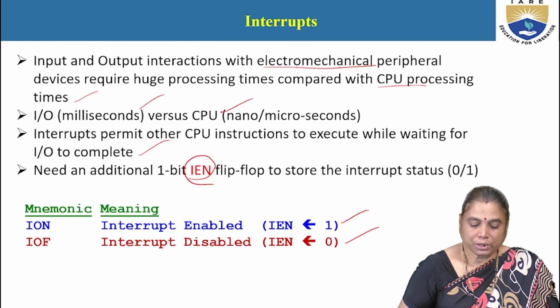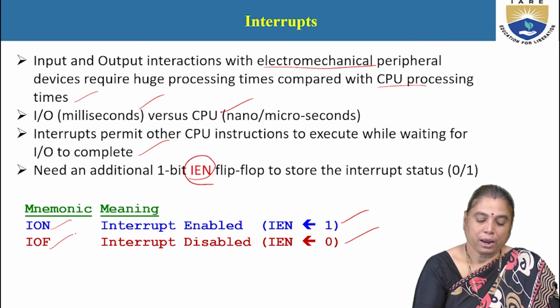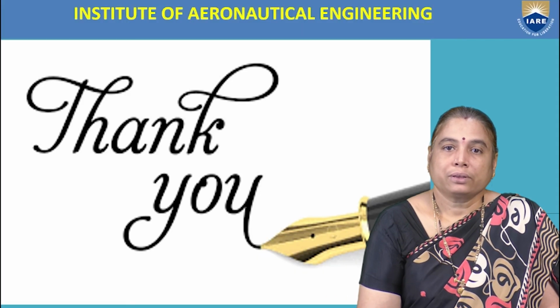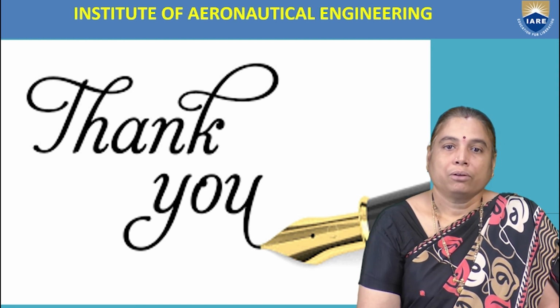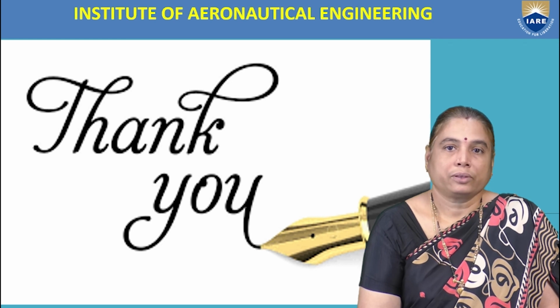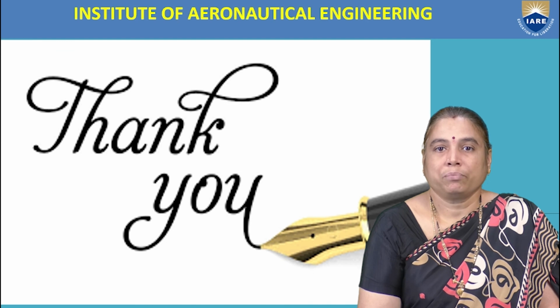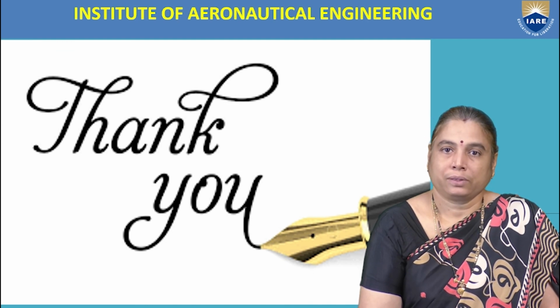And the two instructions that can be used to enable or disable these interrupts are ION and IOF. So in this video, we will discuss what are register referenced instructions, what are memory referenced instructions, what are input output instructions, and what are the various micro operations that can be performed under each category with RTL notations.